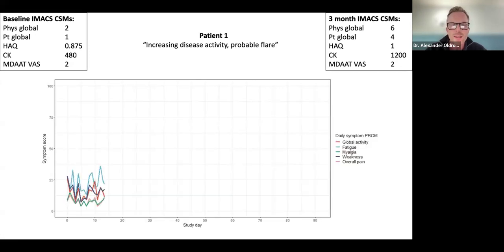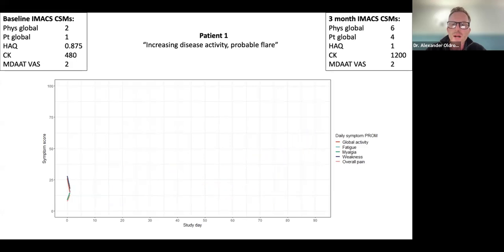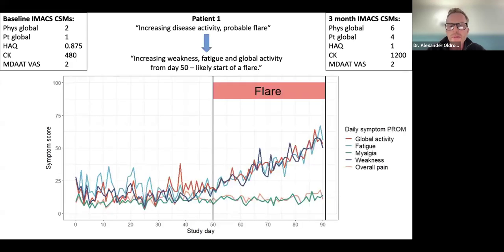So each of these lines is a symptom. It's global activity, fatigue, myalgia, weakness, and overall pain. And we can see at the start they're all quite low. There's some variation, but they're all quite low. But something happens on day 50, and we can see the global activity, the fatigue, and the weakness all increasing. The pain and the myalgia remain low. So we can actually see that they have increasing weakness, fatigue, and global activity, and this starts on day 50.